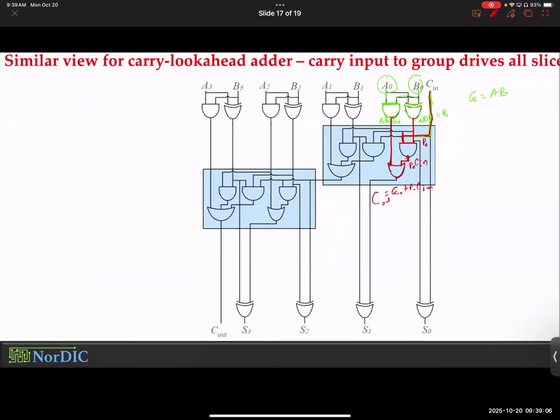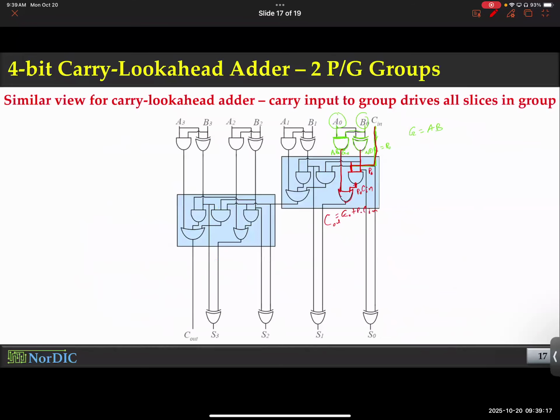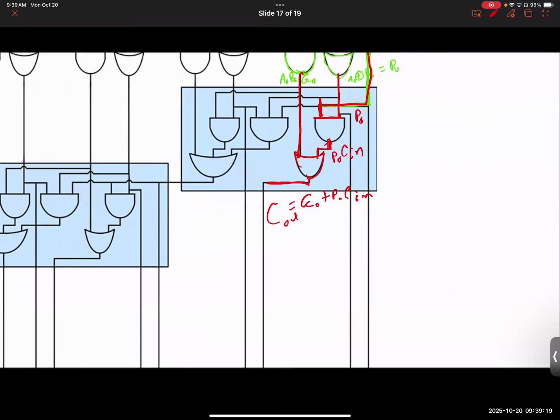If you don't remember, let me go back to this slide again and show you. Remember, carry output was G plus PC, right? So you are getting G plus PC from this final gate. So you need all this hardware to be in place to calculate G0, P0. So don't you think you need something similar for G1, P1, and so on, right?